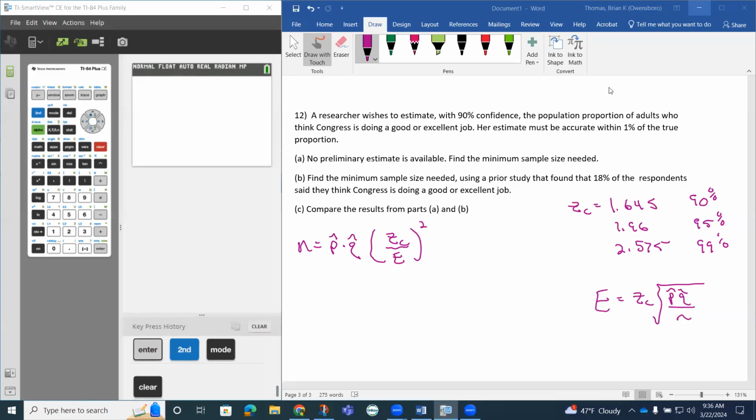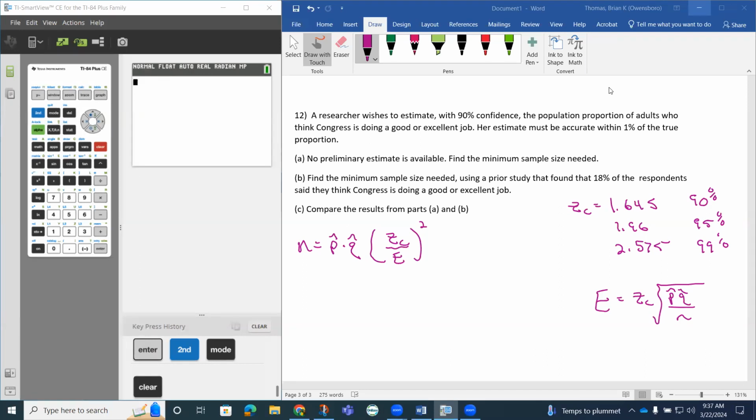So this is question 12 from your homework. A researcher wishes to estimate with 90% confidence the population proportion of adults who think Congress is doing a good job or an excellent job. Her estimate must be accurate within 1% of the true proportion. So the first thing is there's no preliminary estimate available. Find the minimal sample size needed.